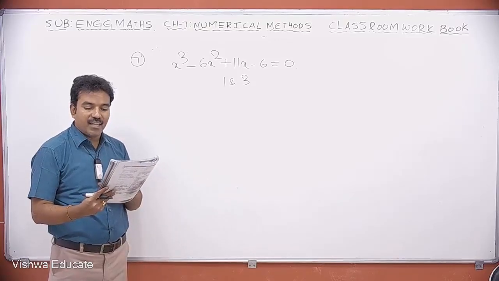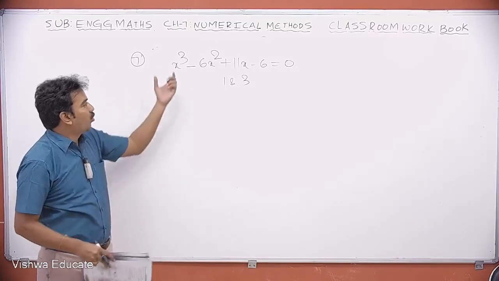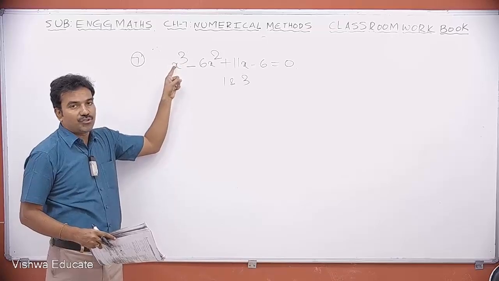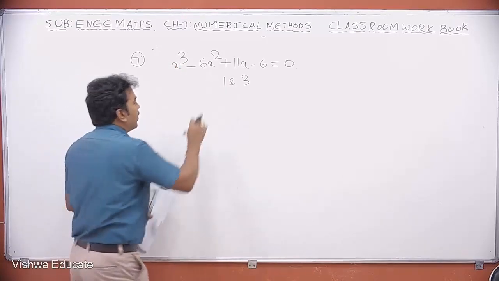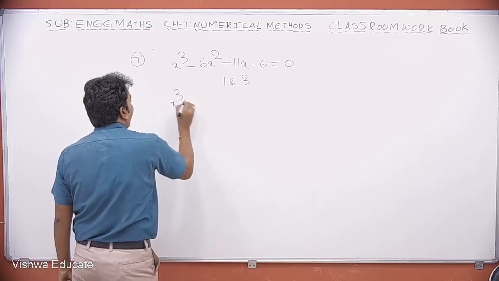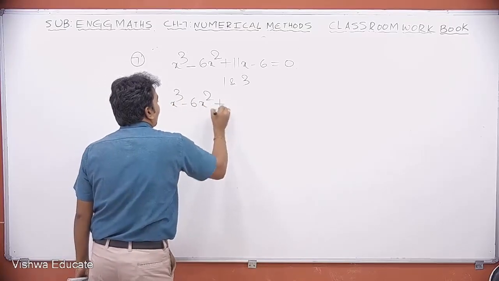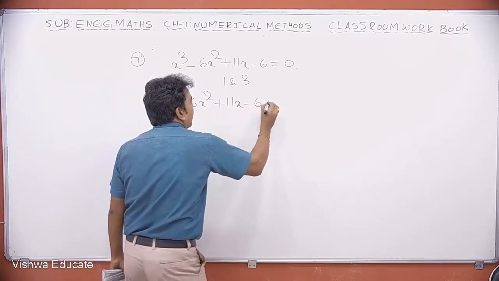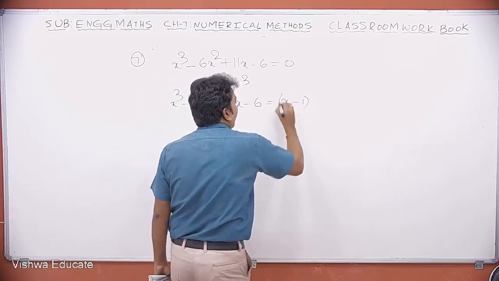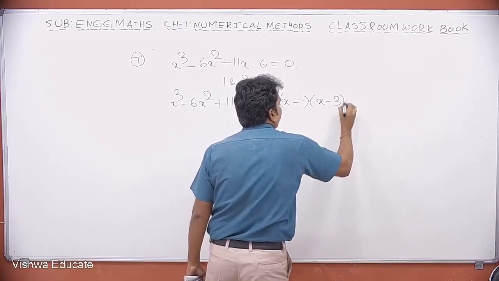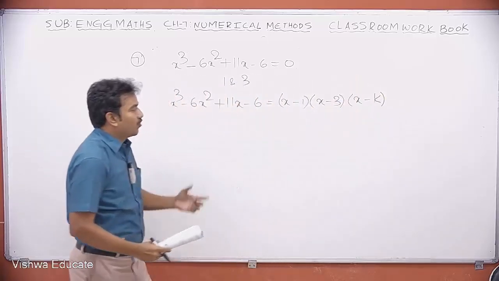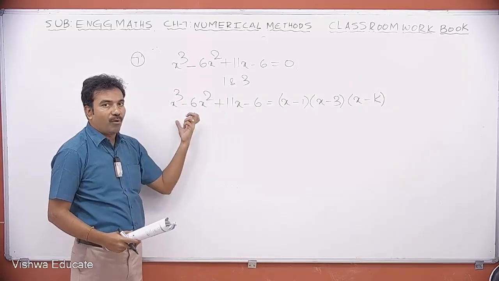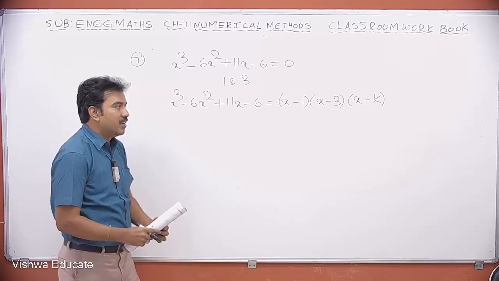So answer can be either 2 or 4. It is a third degree equation. You will have 3 roots. Already 2 roots are given. They were asking to find third root. Therefore, this expression x cube minus 6x square plus 11x minus 6 can be factorized like this. X minus 1 into x minus 3 into. Assume that the third root is k. So therefore, this is the factorization of this third degree polynomial.